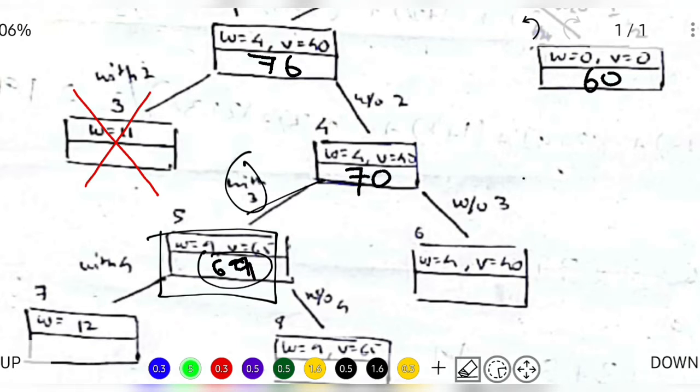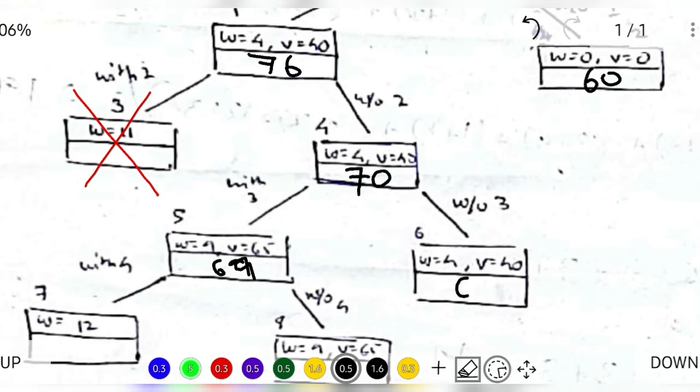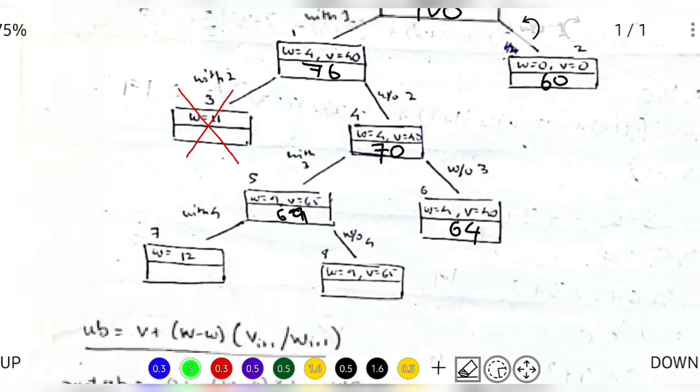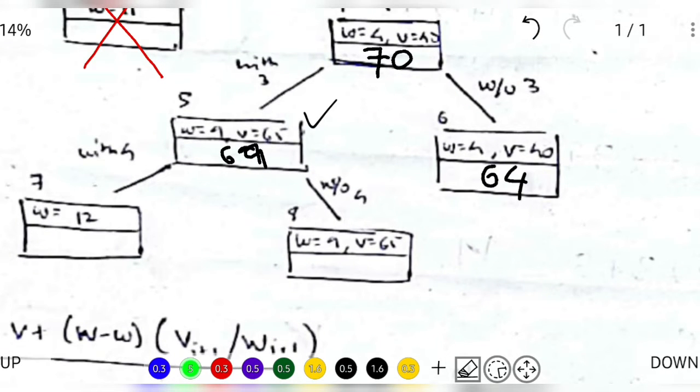In case I don't go with object 3 and I go directly with object 4, then I'll get the total profit here as 64. All right, and after this we have two options here, either go with this or this. This will give me the maximum profit of 64, but here I have more possibility, which is 69. So I'll go on with the object 3.